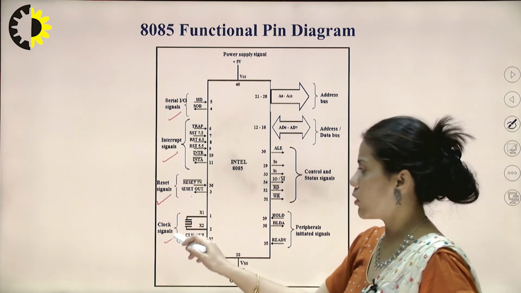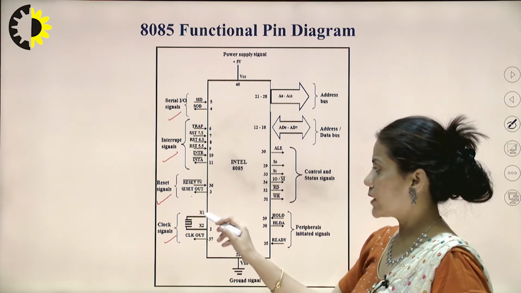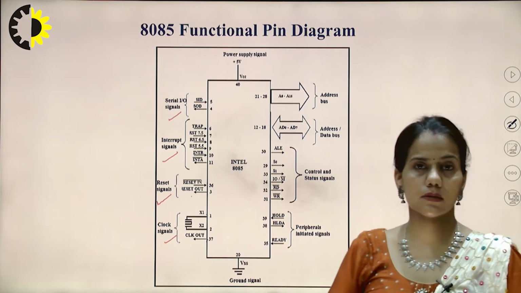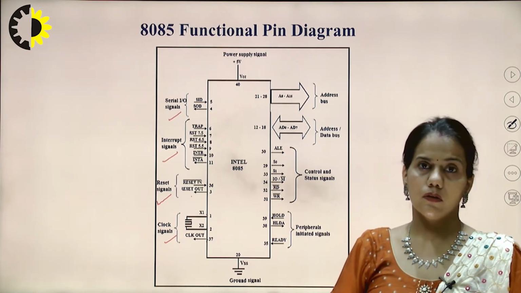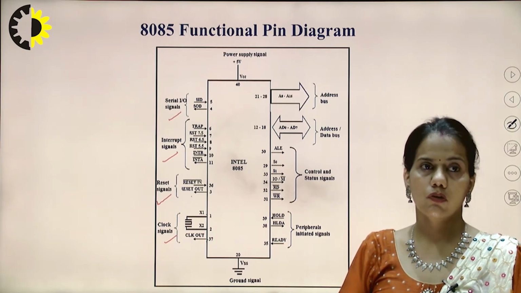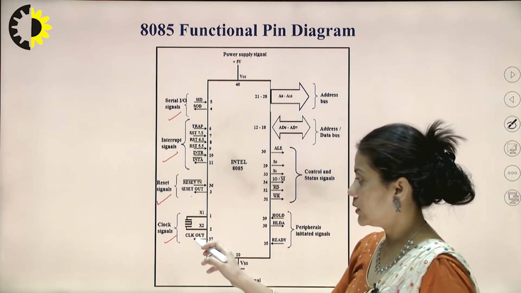Next is clock signals. To pin number 1 and 2, X1 and X2, that is the crystal, is connected. Crystal is used to generate a precise clock frequency that is used for the working of the microprocessor. This is pin number 37, that is clock out.